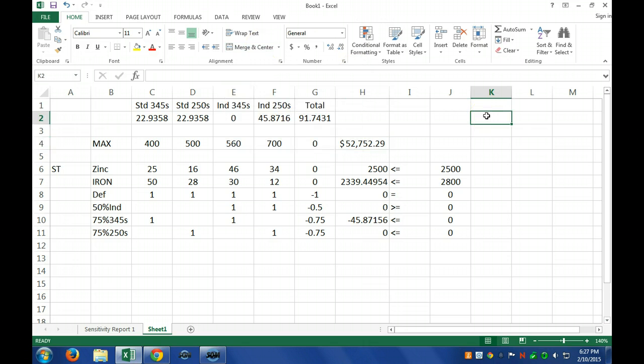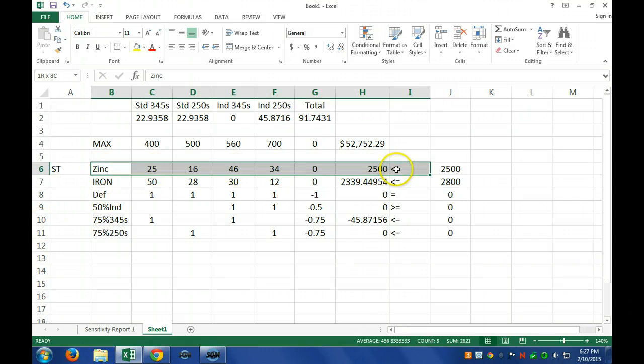Okay, that makes sense. So, did we adhere to all our constraints? Well, let's see. We're using 2,500 pounds of zinc. We have 2,500 pounds of zinc. So what do we know about the zinc constraint? Binding or not binding? Binding, right? How about iron? How do you say iron? I always say it like a Western Pennsylvania person, I think. Iron. We have 2,800 pounds, and we only use 2,340, so is it binding? No.